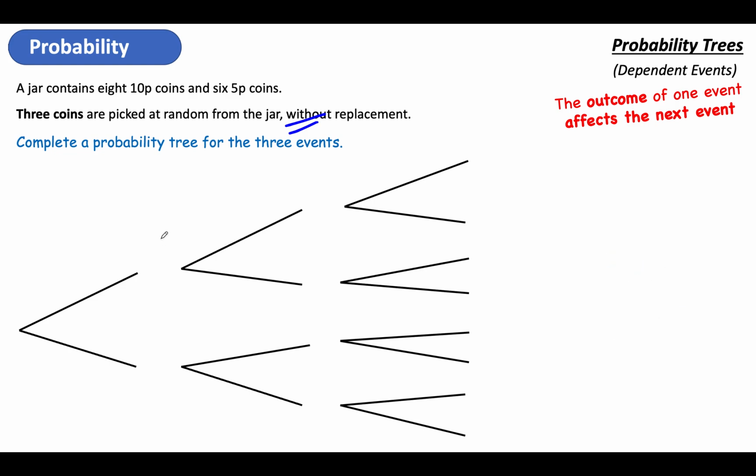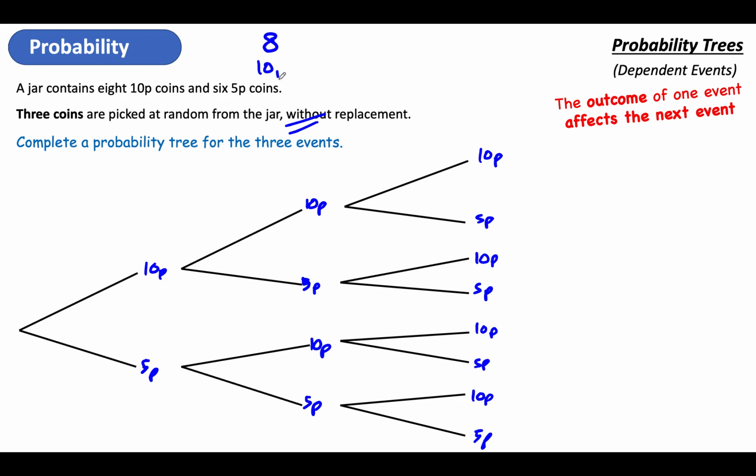Now this is the last one of this, I promise. And if I've set you some questions afterwards, there won't be many because you've done so many in this lesson. So it could be a 10p or a 5p. Each time we have the option for 10p or 5p, 10p or 5p, 10p, 5p, 10p, 5p, 10p, 5p, 10p, 5p. Okay, when you get to 3 events, it all starts getting quite large, doesn't it? Right, there are 8 10 pences.